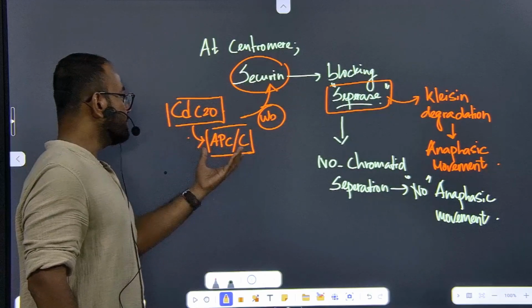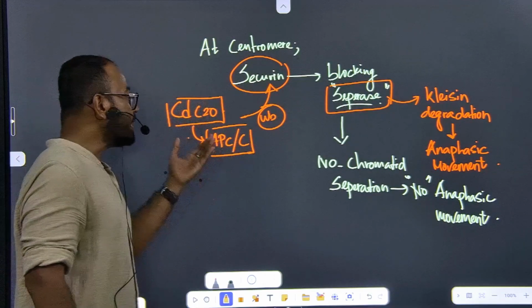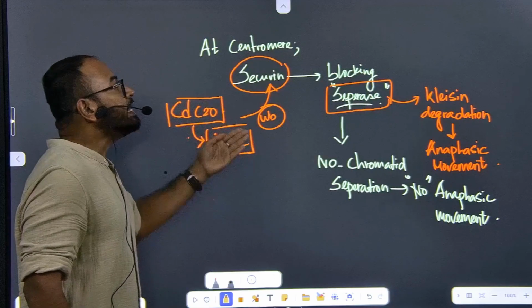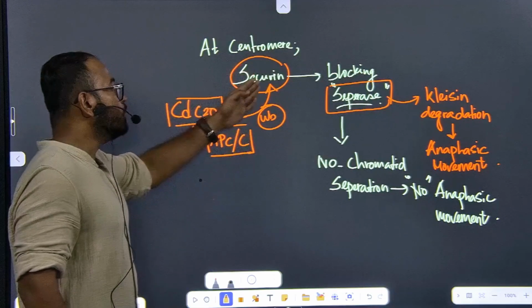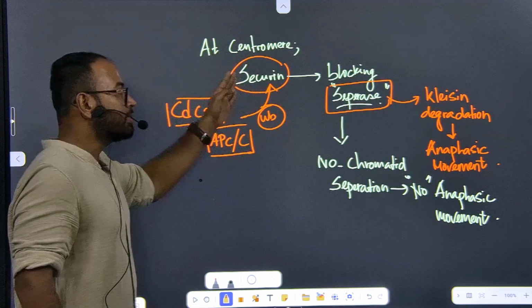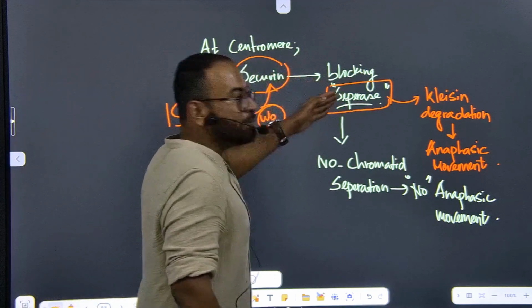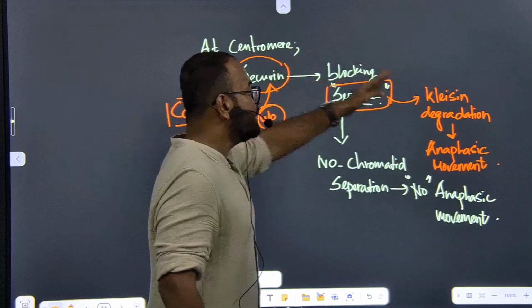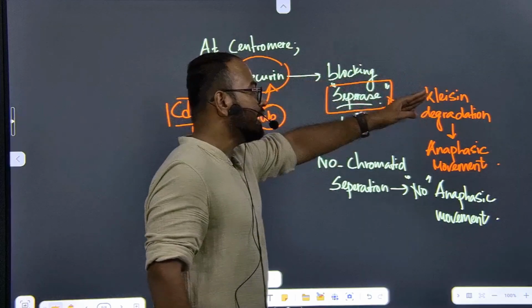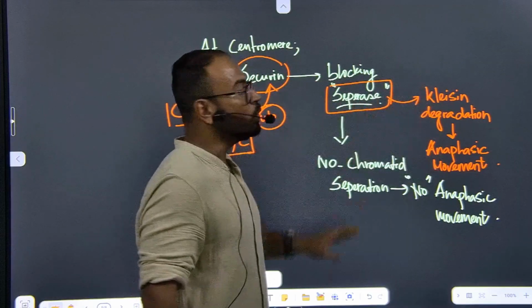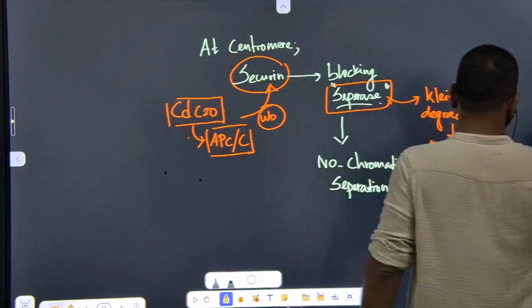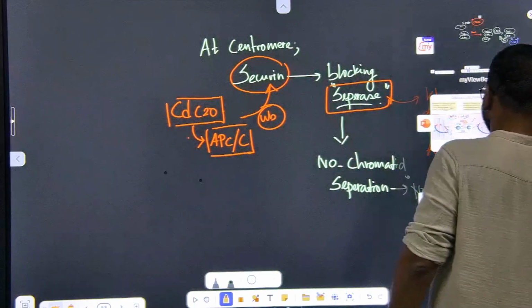APC/C, in association with CDC20, ubiquitinates the securin. Hence, ubiquitination of securin takes place. Now, separase is free. If separase is free, it can easily degrade glycine, and if glycine gets degraded, that will lead to our anaphasic movement. Let's see the picture over here.